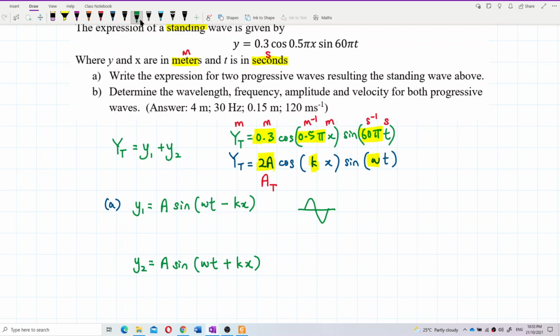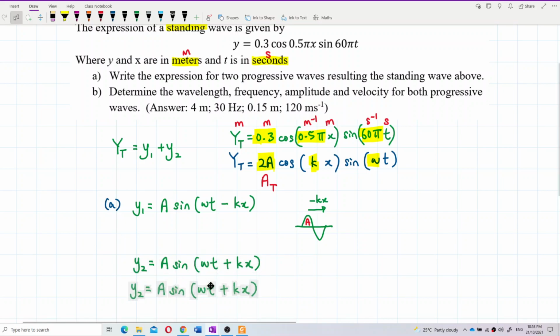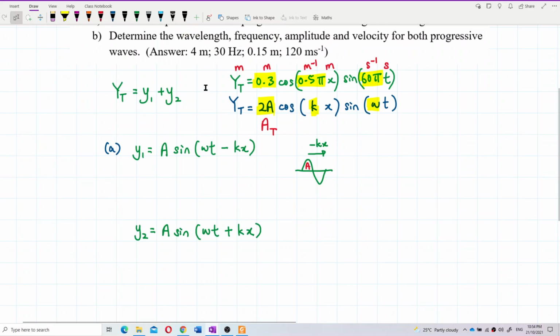With amplitude A. This is the first wave, which is moving to the right, because negative kx means moving to the right. The first wave. Let me draw it properly. Okay. And then the second wave. The second wave is the wave moving to the left.